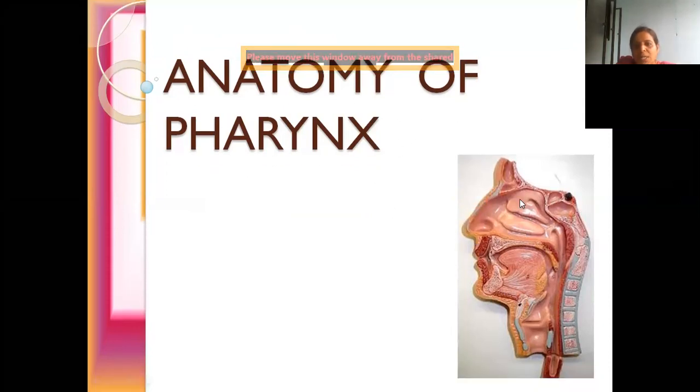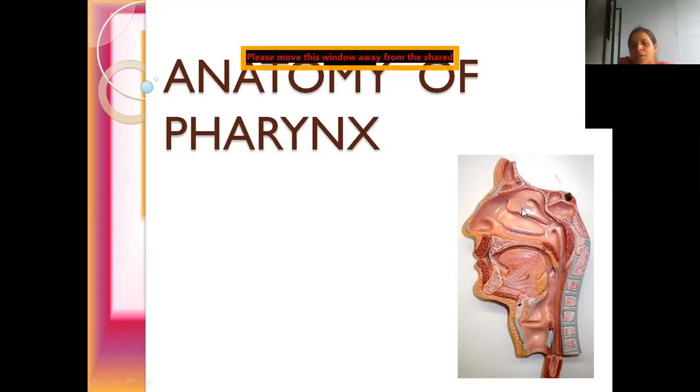Median sagittal section means the section is done in this direction. So you are finding this is frontal air sinus, right? This is nasal bone, and we have cartilage. Then these are the conchae and meatus. Then this is hard palate, this is soft palate, this is tongue, this is mandible bone, right?